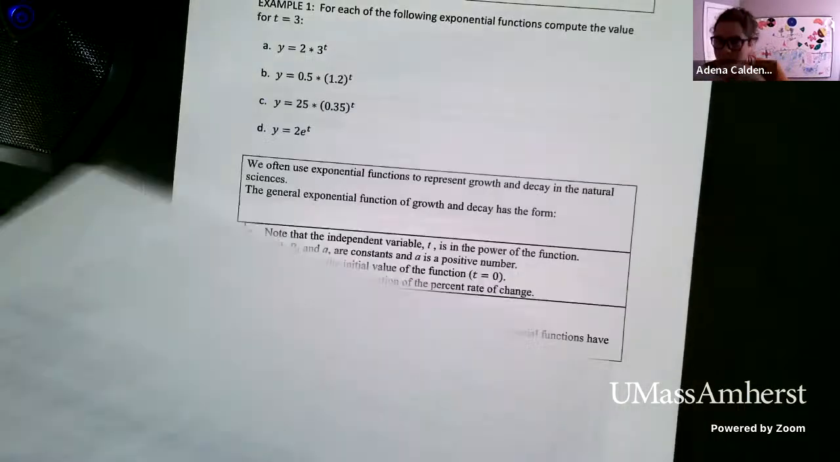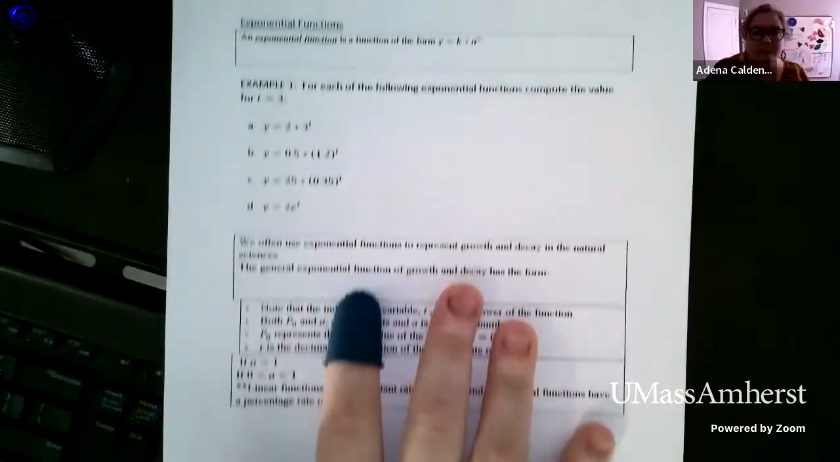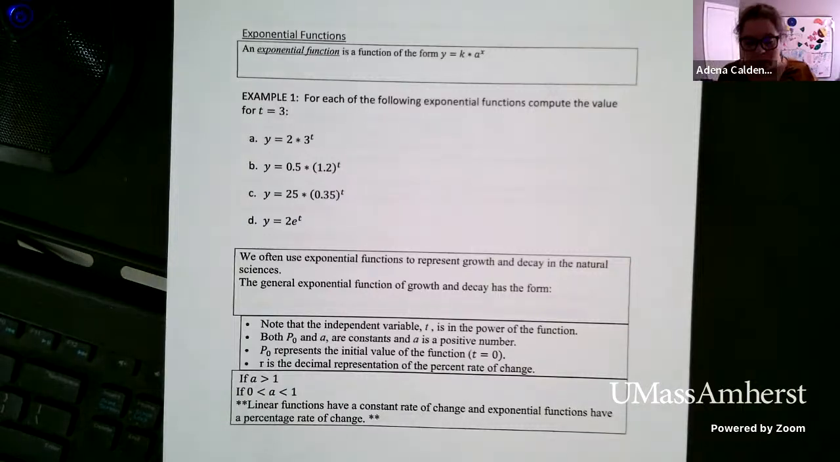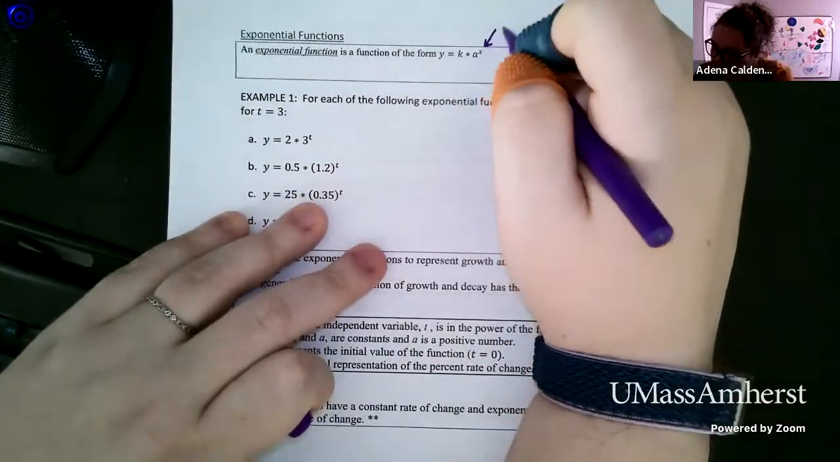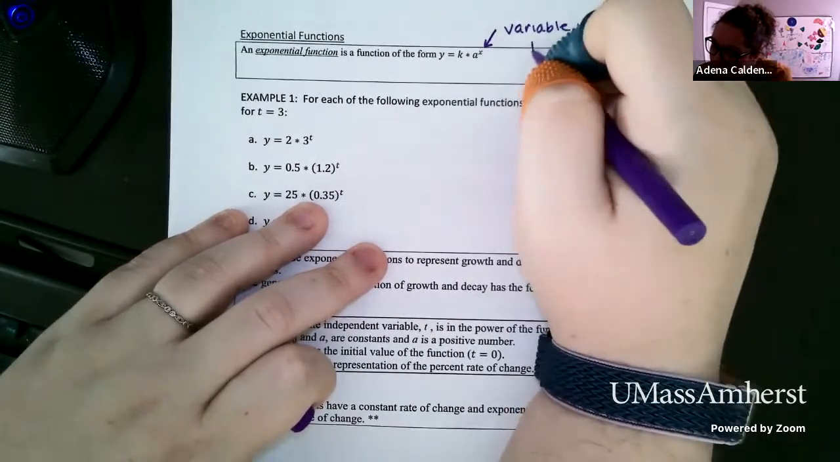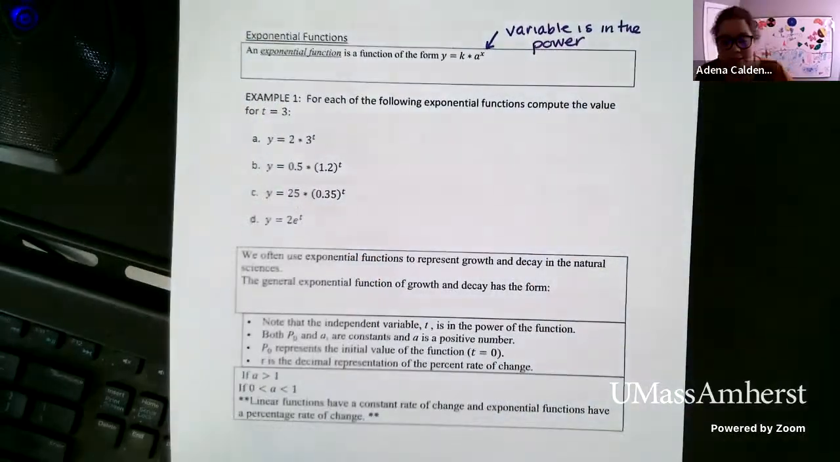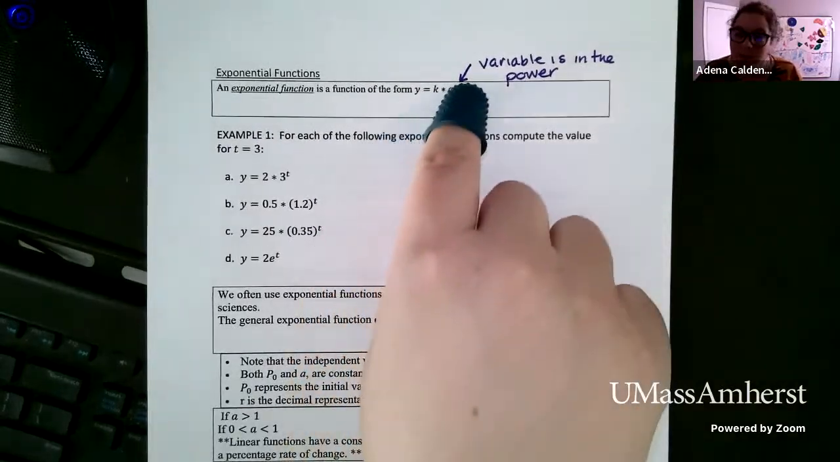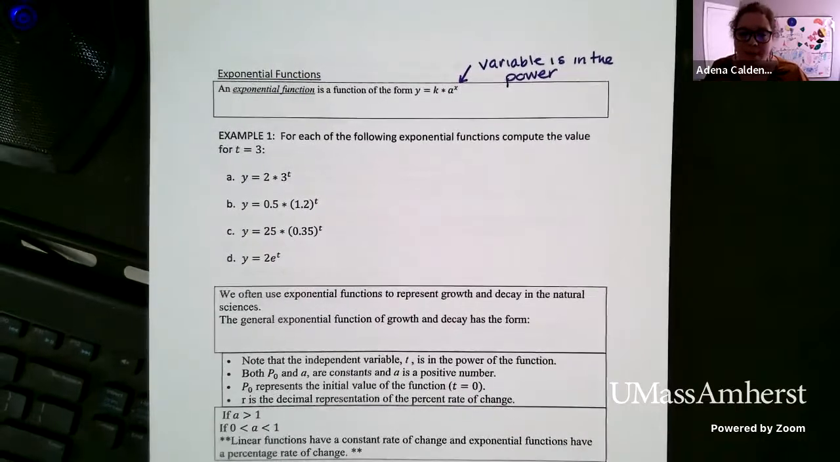Okay. So exponential functions, I'm sure you've seen these in your life, whether or not you remember how they work, it's another question, but exponential functions are functions of the form y equals k times a to either the x or the t, whatever your variable may be. And so the way we recognize exponential functions is that the variable is in the power. Okay, so that is different than, say, x squared. x squared has the variable in the base, but when the variable is up in the power, that's how we know it's an exponential function.